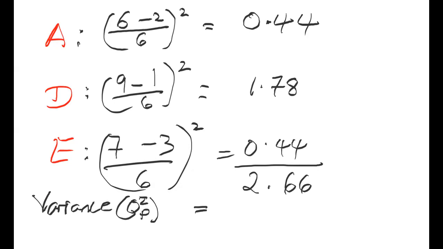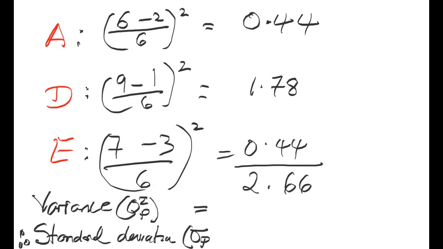So the standard deviation, which is what we're after. So therefore, standard deviation, which is known as sigma p, is equal to the square root of 2.66. So you now take the square root of 2.66. So tap into your calculator, the square root sign 2.66, and that equals 1.63. So that's the little animal you're after, 1.63.